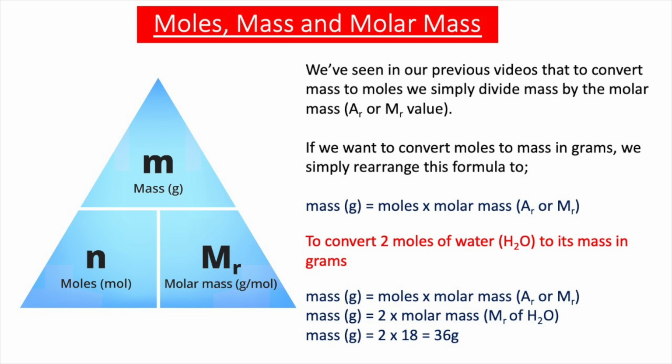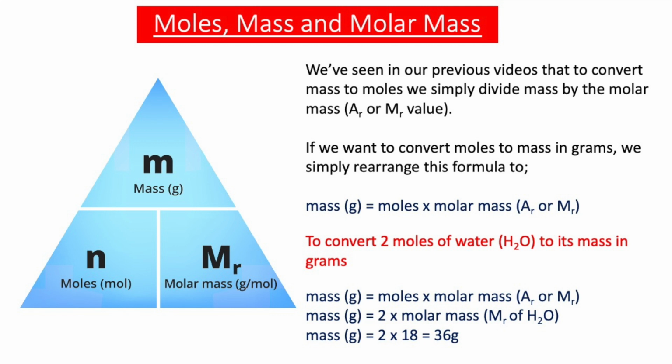Now, when doing any calculations in quantitative chemistry, you have to be familiar with moles, mass and molar mass. And we've seen in our previous videos that to convert mass to moles, we simply divide mass by the molar mass, the AR or MR value. And if we want to convert moles to mass in grams, we simply rearrange this formula to mass in grams equal to moles times molar mass, which is either the AR or MR value.